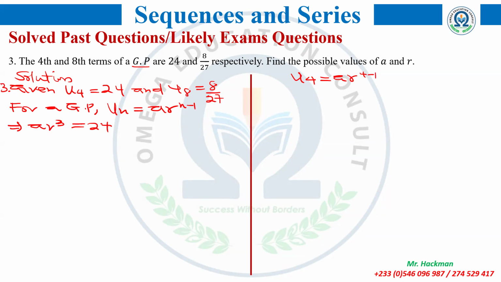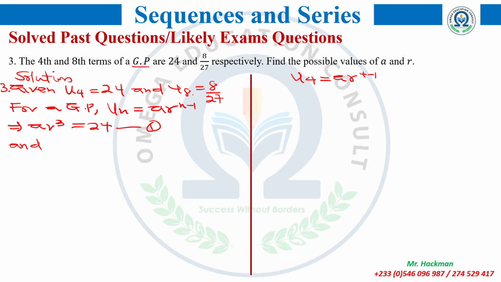Which will give you AR cube, and that's exactly what we have here. So I've written this one in terms of AR. But that we are told is 24. Is that not it? Yes. So once you are looking for 2 unknowns, like I said, you have to generate 2 equations. So this becomes equation 1.